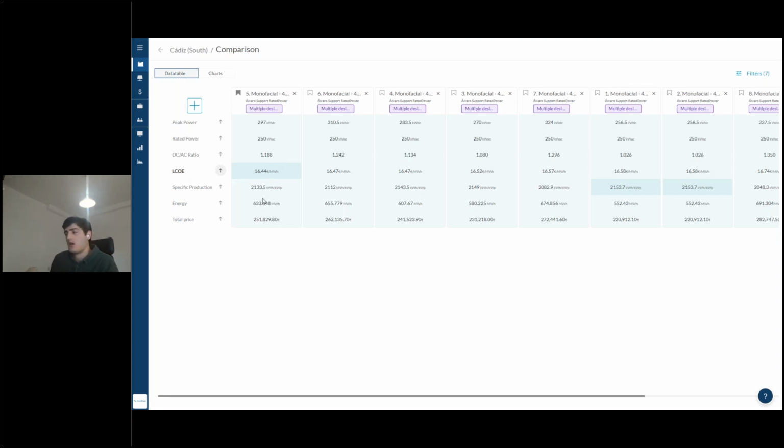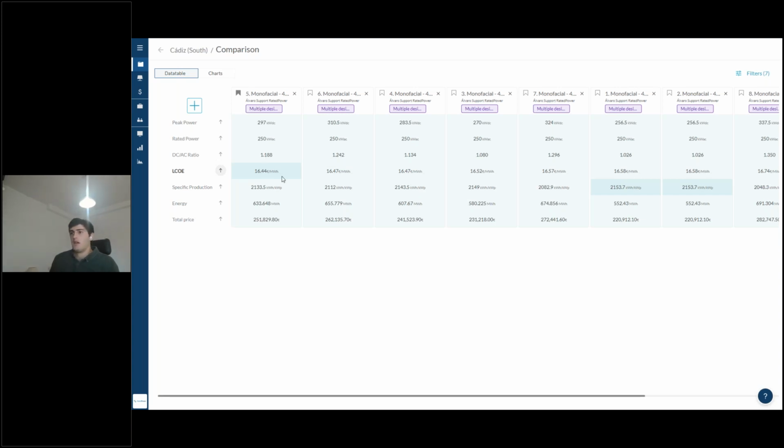By sorting them by the LCOE, we will see what's the best option for this specific project in which we are working. In this case, for the south of Spain, in Cádiz, we can see that the best solution was actually close to the reference value of 1.2, which was 1.18. And then the second best option is 1.24.